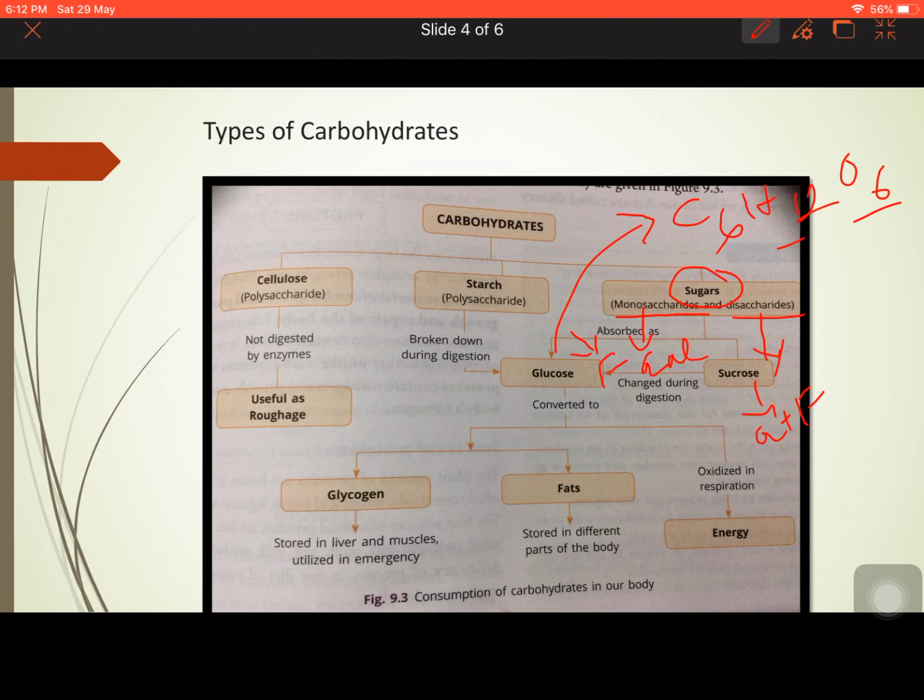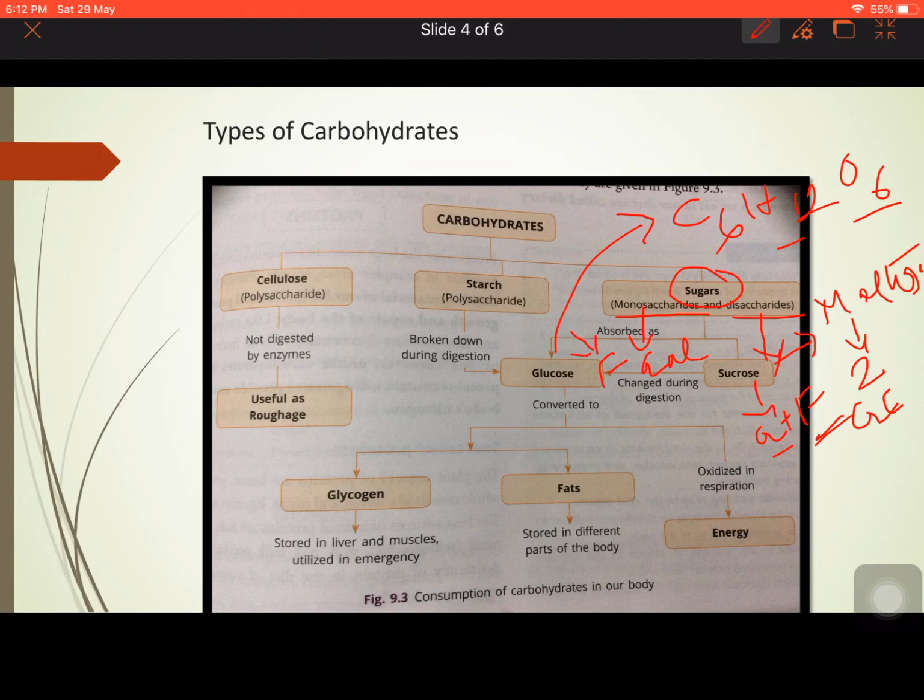Now let us come to sucrose, or the compound sugars. What are they? They are formed of two molecules of simple sugars. Two molecules of simple sugar, that is glucose and fructose, combine together to form sucrose. Whereas maltose is also there, which is made up of two glucose molecules. So maltose is formed of two glucose molecules. Two glucose molecules combine to form this maltose.